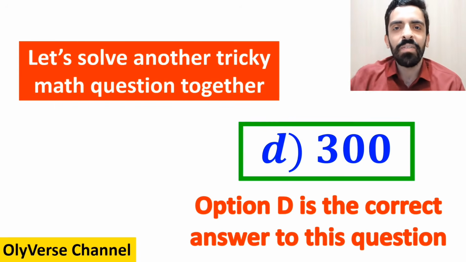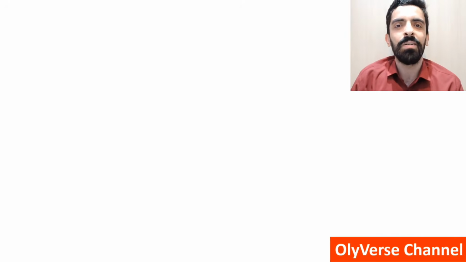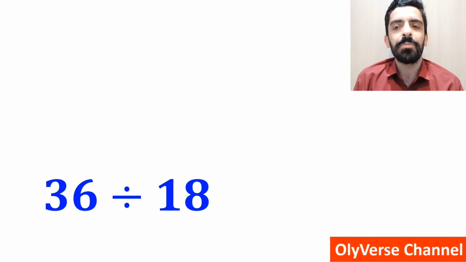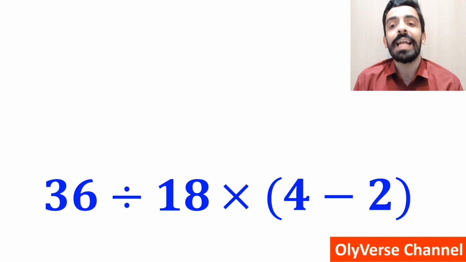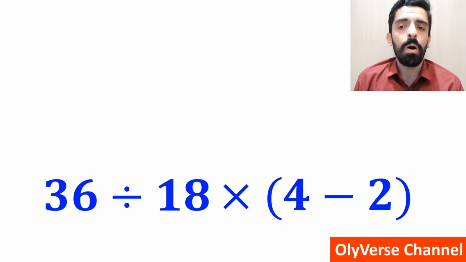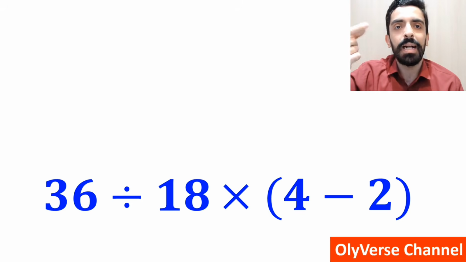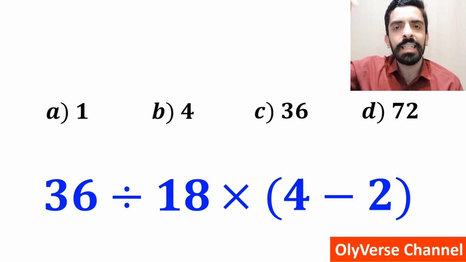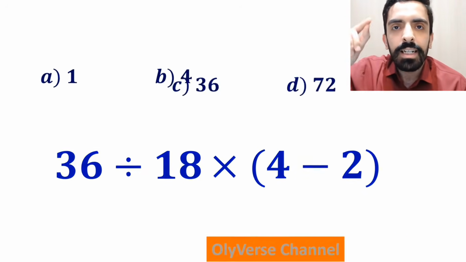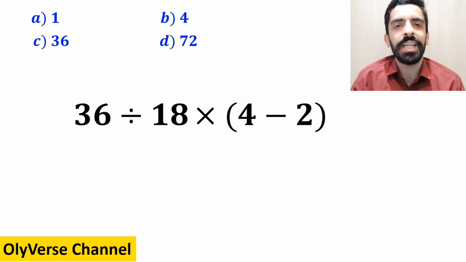Alright, now let's solve another tricky math question together. What is the value of the expression 36 divided by 18 multiplied by (4 minus 2)? Which option do you think is the correct answer to this question? Let's take a closer look and solve it together.